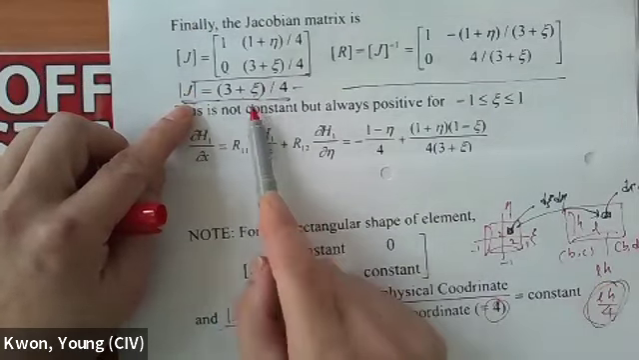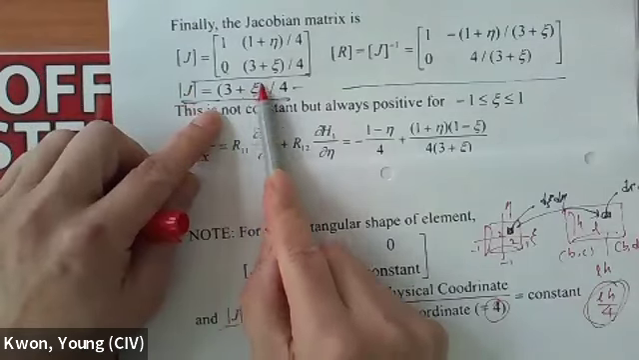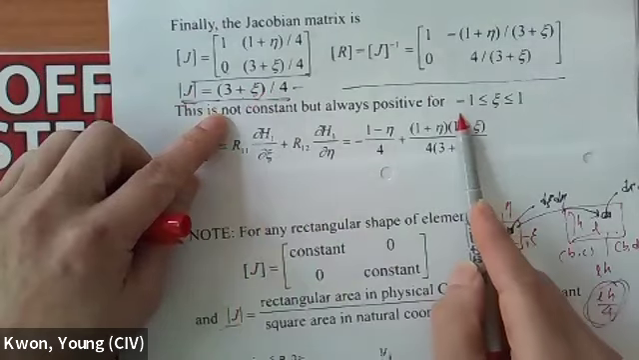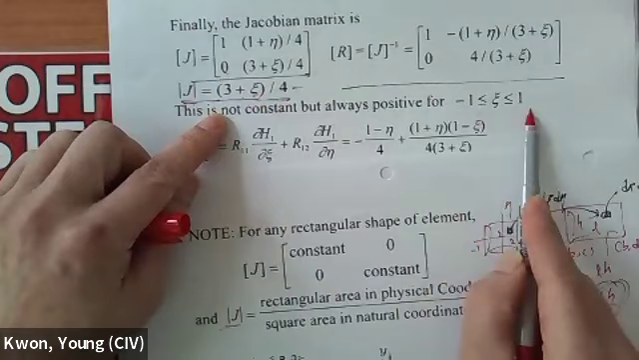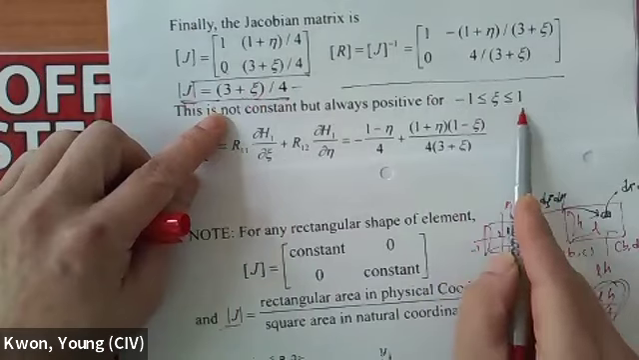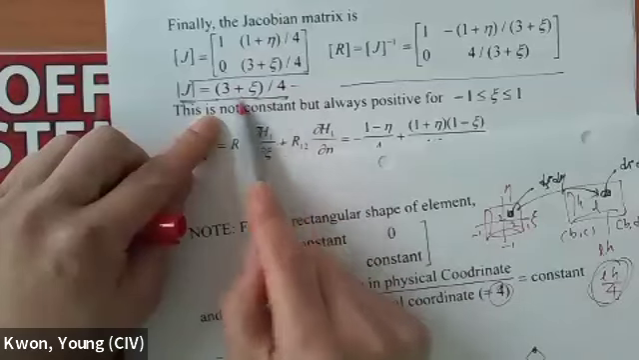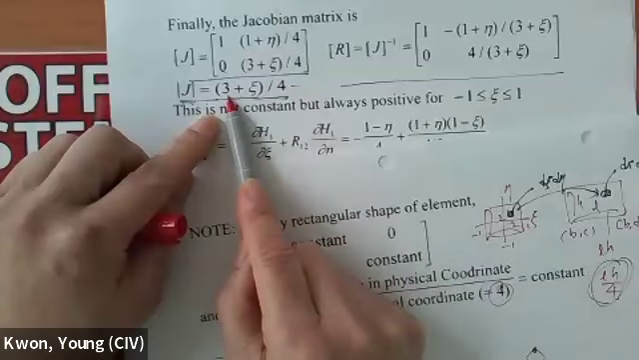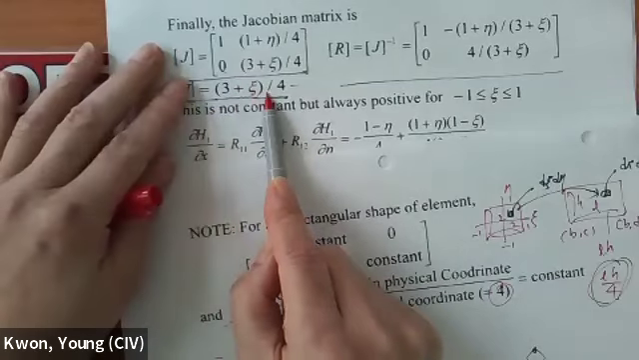So if you look at that, our domain for C is negative 1 to 1, because that's the domain in the natural coordinate system of C, negative 1 to 1. So between negative 1 and 1, this is always positive. So we have a proper mapping. Even though it's not a uniform mapping, mathematically it is proper.